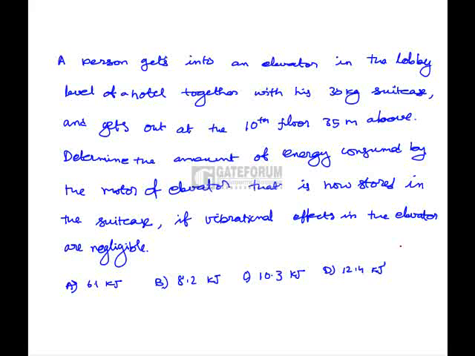Here we have to find out the amount of energy consumed by the motor of the elevator that is now stored in the suitcase. Here the energy stored in the suitcase is in the form of potential energy, which is given by mgz, where m is the mass of the suitcase, g is the acceleration due to gravity and z is the elevation, that is 35 meters. Here the mass of the suitcase is 30 kgs and 9.81 into 35 gives a value of nearly 10.3 kilojoules. So in the options, the correct option is C. C is the right answer.